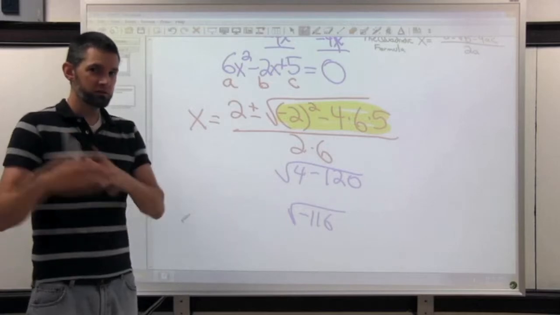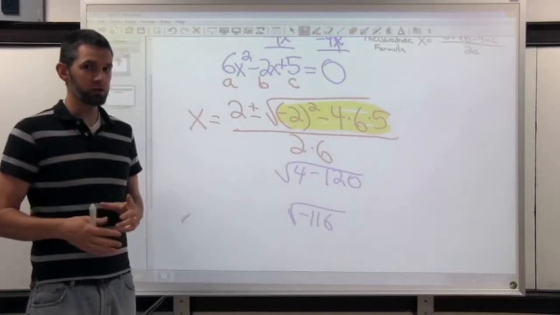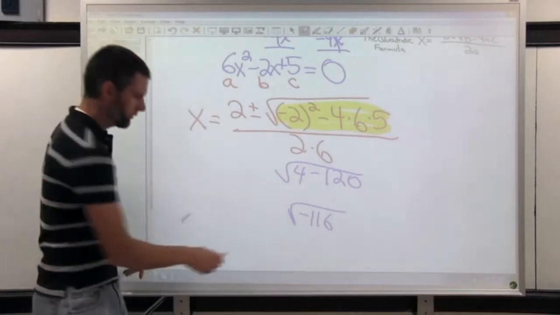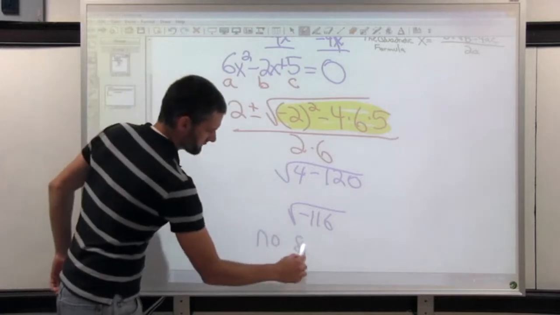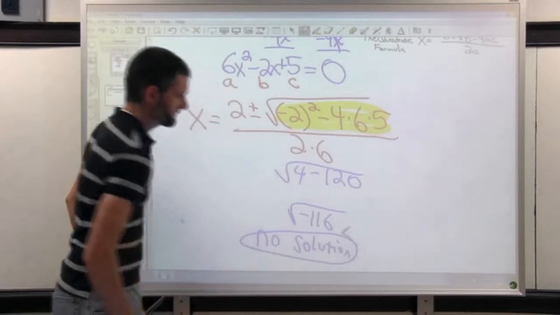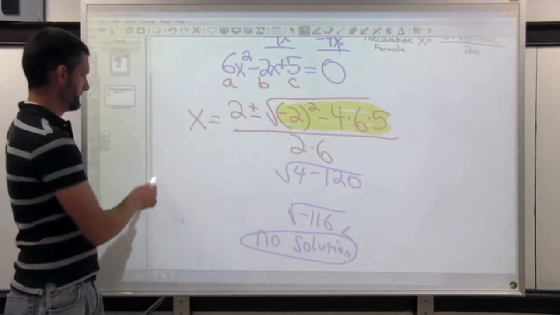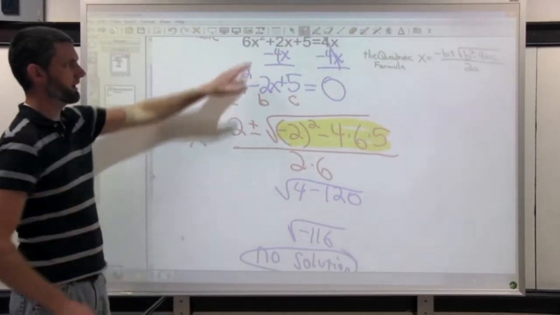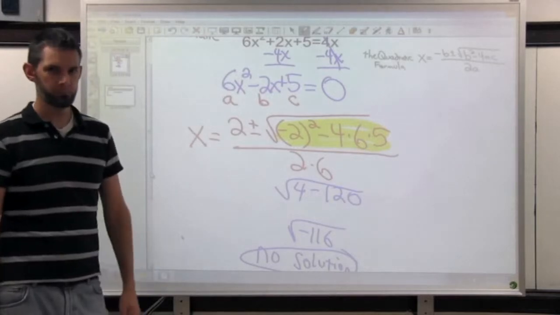That means, until you learn about some strange way of doing it in the future, that there's no solution to this equation. We can't do anything else to finish this off. This equation has no solution. There are no x values that are going to make it true.